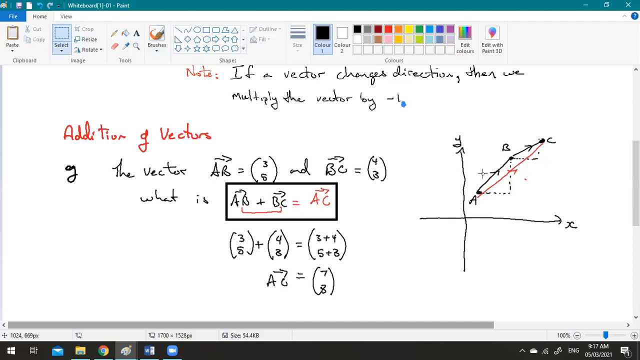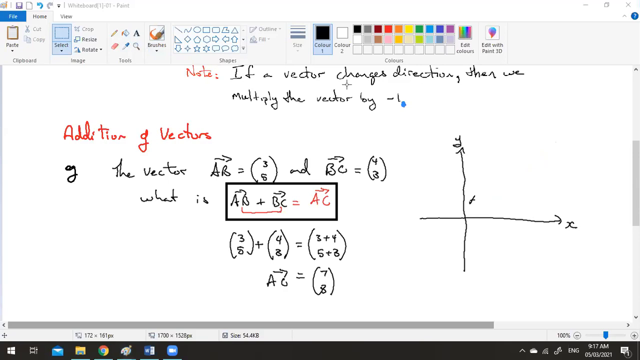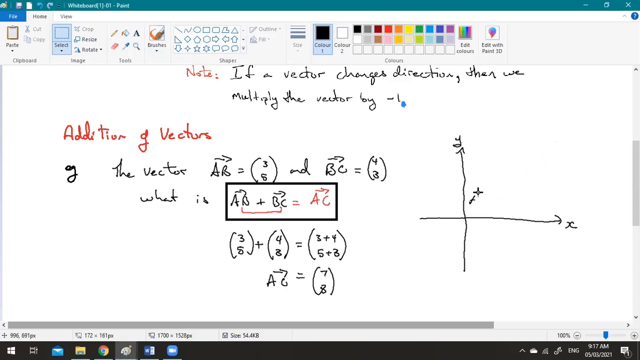So I want to draw over the diagram, and this is why we do it. So we start at a point here, A. The vector AB represents 3, 5. So I'm going across 3 and coming up 5. So that is B. That is the vector from A to B. Now from B to C, we're going across 4, 1, 2, 3, 4, and then we're going up 3, 1, 2, 3. So that's C. So that is the vector from B to C.